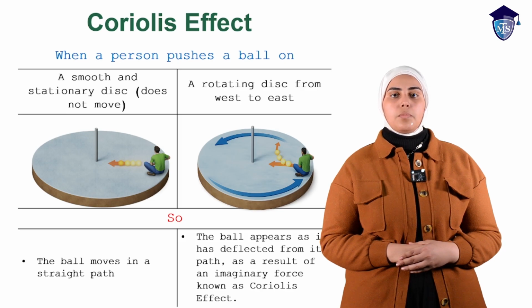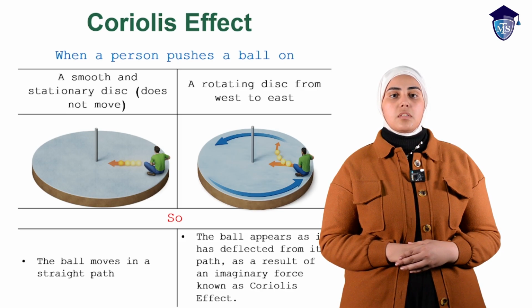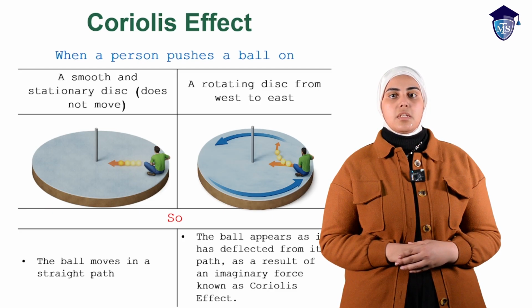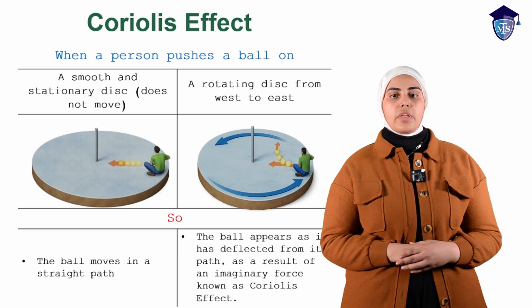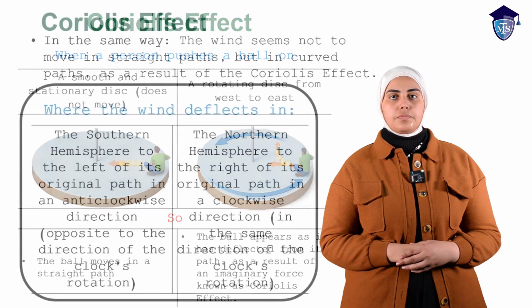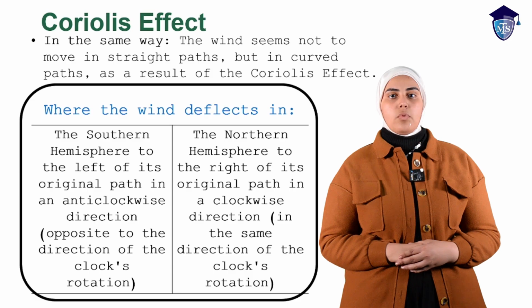When a person pushes a ball on a smooth stationary disk, it doesn't move, so the ball moves in a straight line. While on a disk rotating from west to east, the ball appears as if it has deflected from its path by an imaginary force, and this is called the Coriolis effect. In the same way, the wind seems not to move in a straight path, but in a curved path.